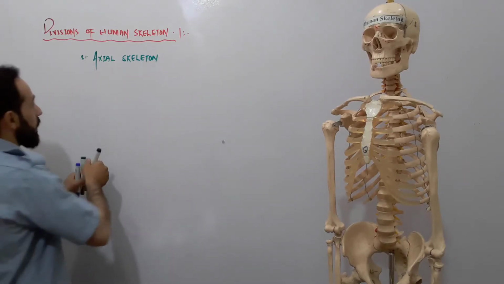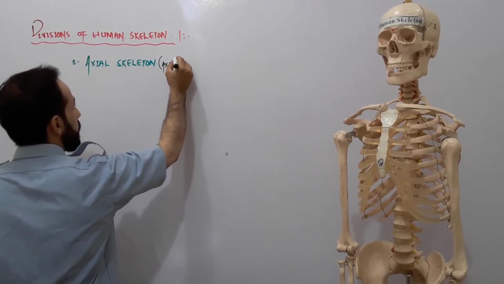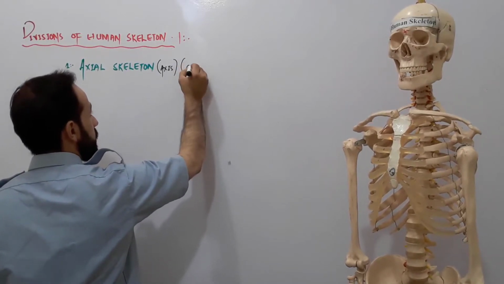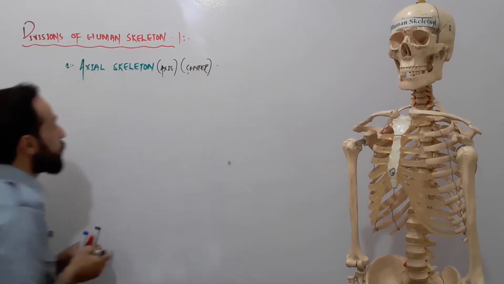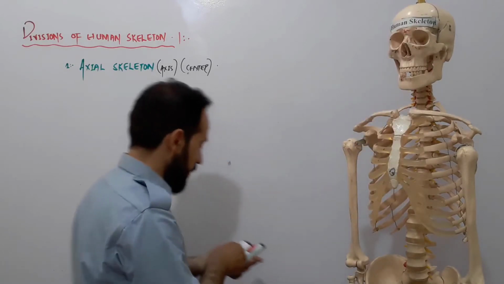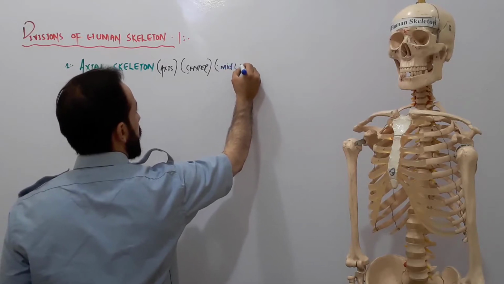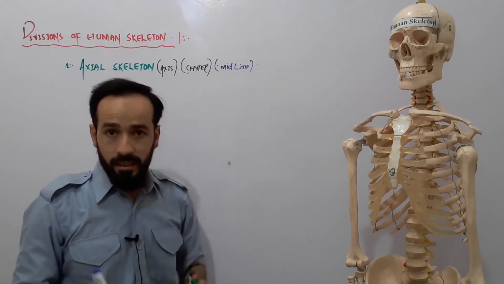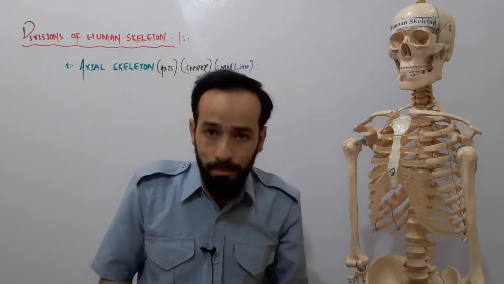Axial skeleton is called axial. Why? Because it is present in the axis of your body. Axis means center. So that skeleton which is present in the midline of your body, right? I will say midline of your body. That skeleton is called the axial skeleton. Now let's divide this axial skeleton into further parts, right?